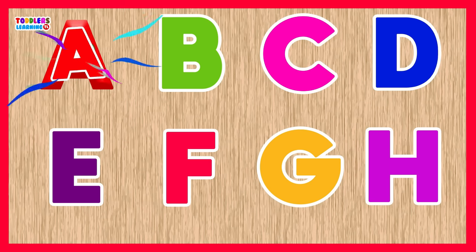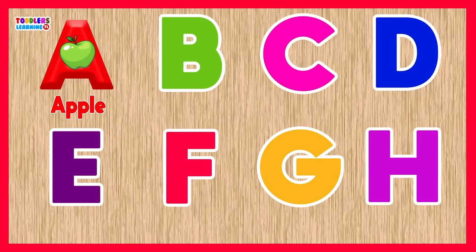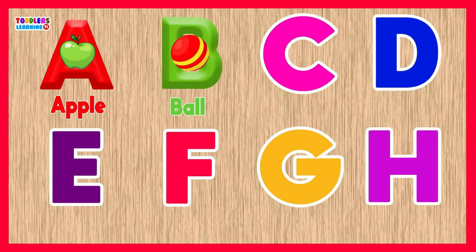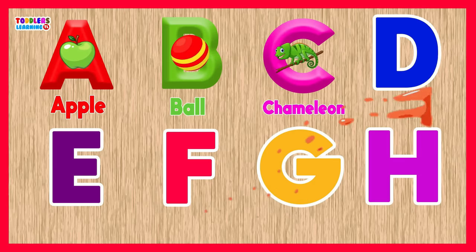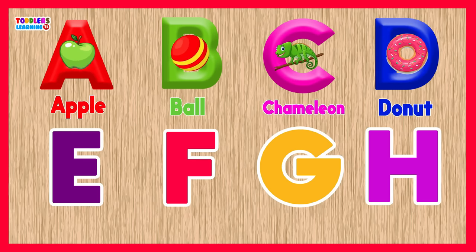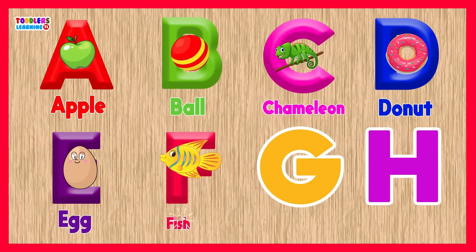A is for apple. Apple. B. B is for ball. Ball. C. C is for chameleon. Chameleon. D. D is for donut. Donut. E. E is for egg. Egg. F. F is for fish.